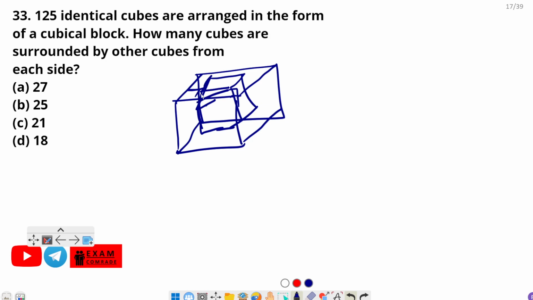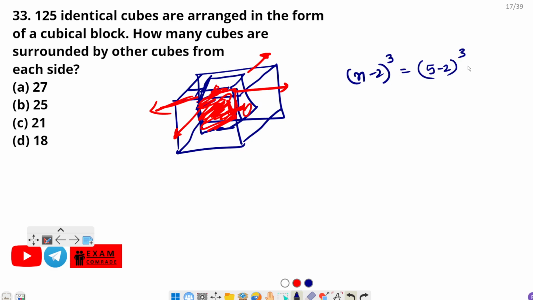So we need to find this portion. What we will do is we will remove one block from this side, and one block from this side, and one block from this side, one block from this side. So the answer will be n minus 2 whole cube. So that is 5 minus 2 whole cube, 27.